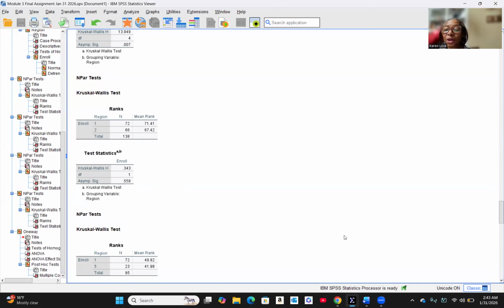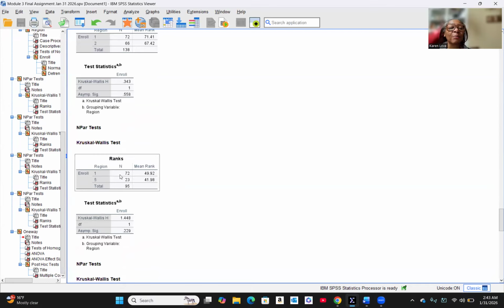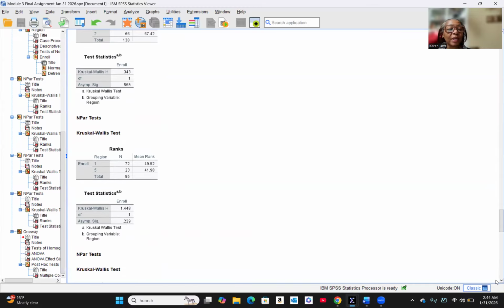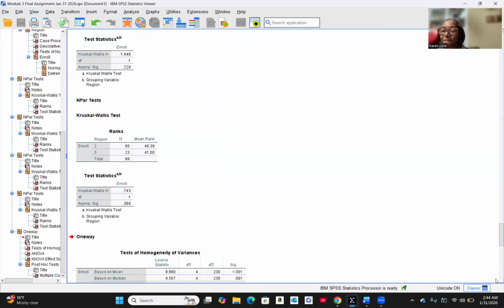When we look at regions 1 and 5, we look at the numbers 72 and 23. When we look at the sig, it is 0.229, which is also greater than 0.05, showing no significant differences in enrollment. And then finally, when we look at the enrollment in region 2 compared to region 5, we see the numbers 66 and 23. We also see the significance or the p-value, which is 0.389, which again is greater than 0.05, showing no significant differences in the enrollment.